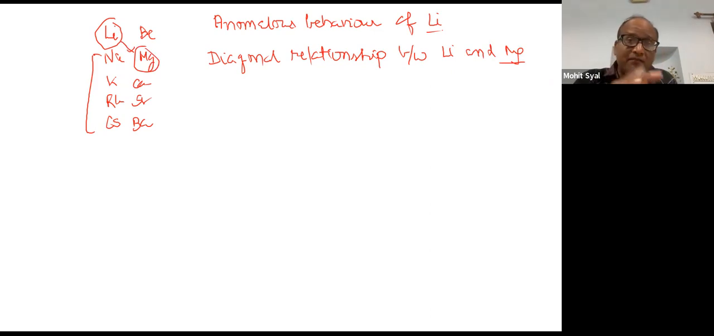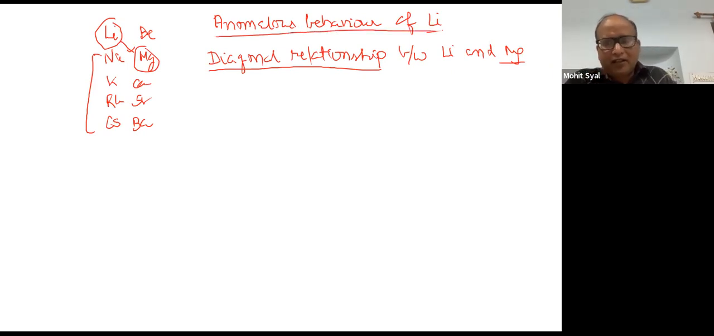Similarly, beryllium will also show abnormal properties, and instead of resembling the properties of the elements of its own group, it will resemble aluminum, which is the element belonging to the next group, and which is placed diagonally. So this is everywhere. This is known as a diagonal relationship, and anomalous behavior of lithium means abnormal behavior of lithium. Why does it happen, and what are the abnormal properties of lithium?